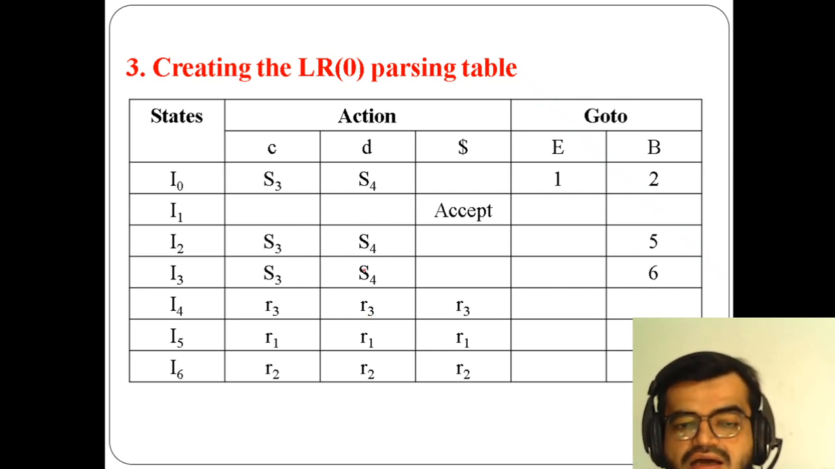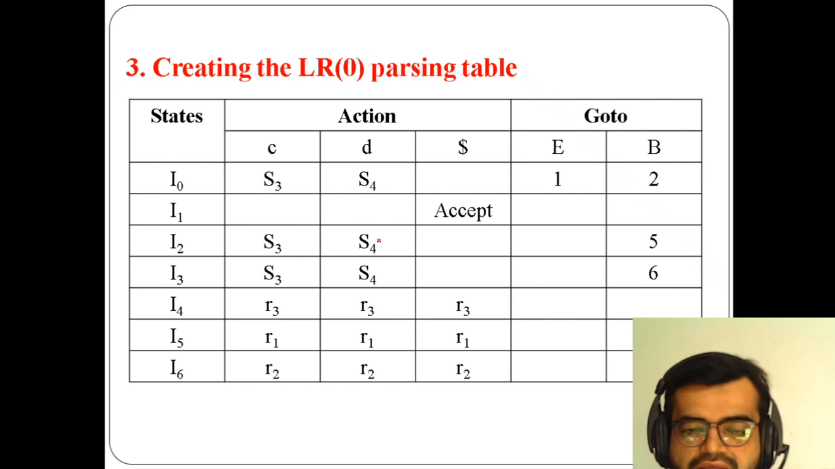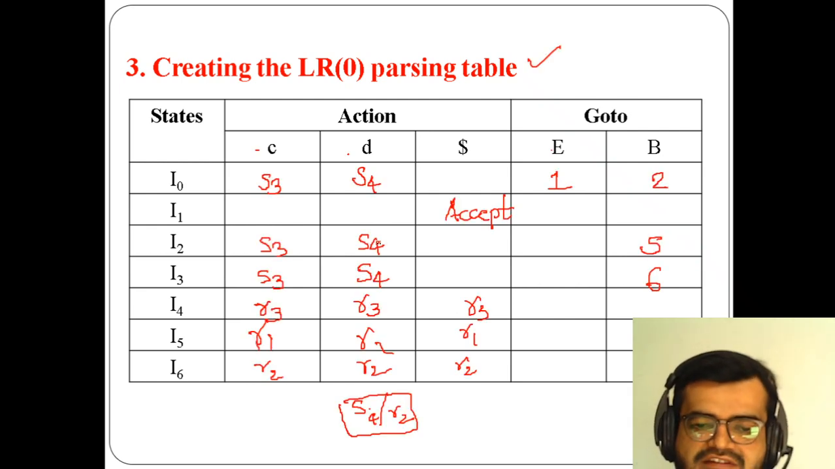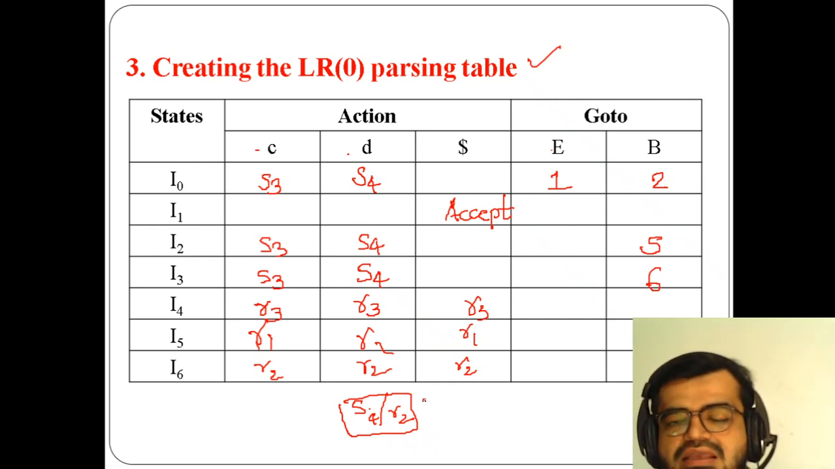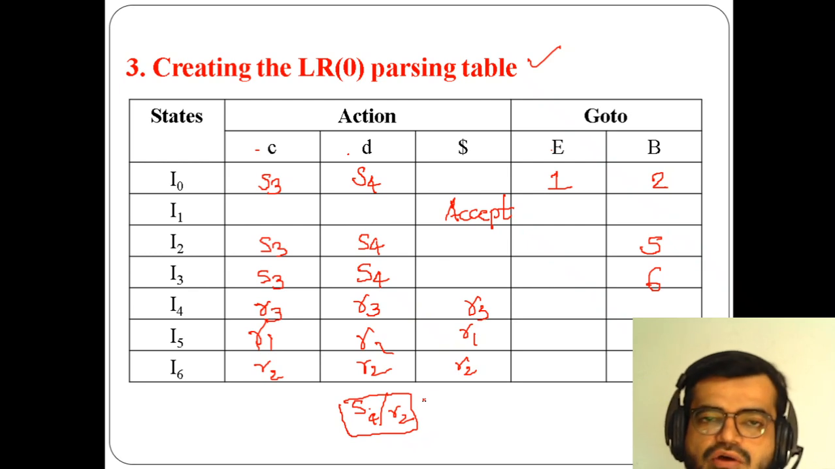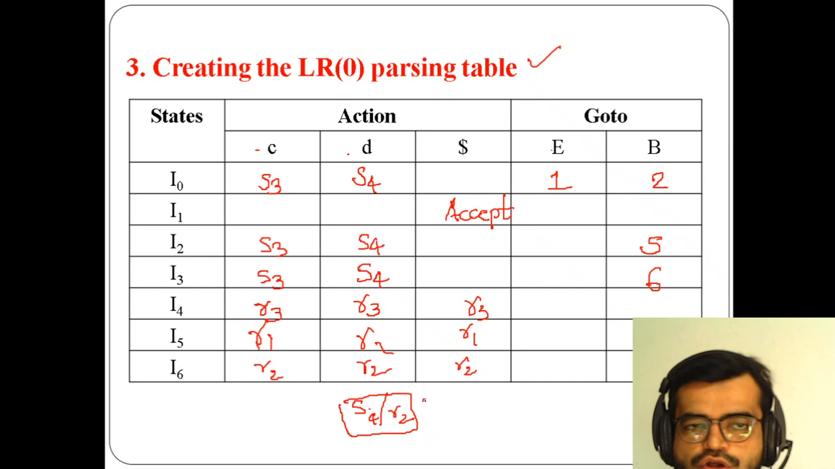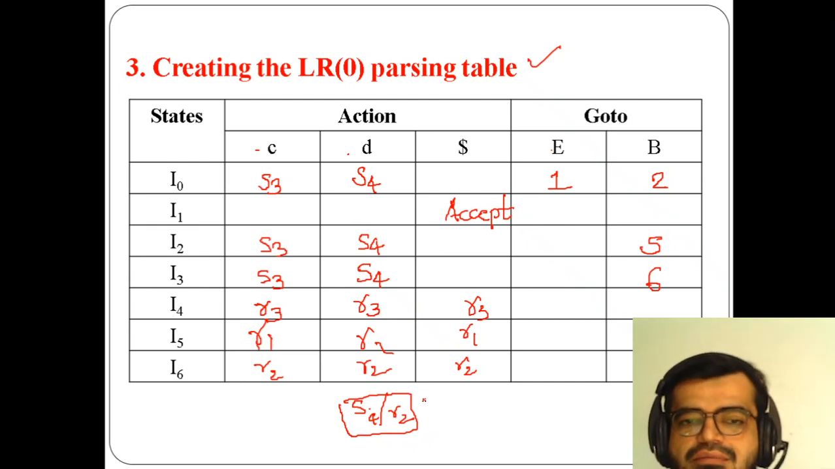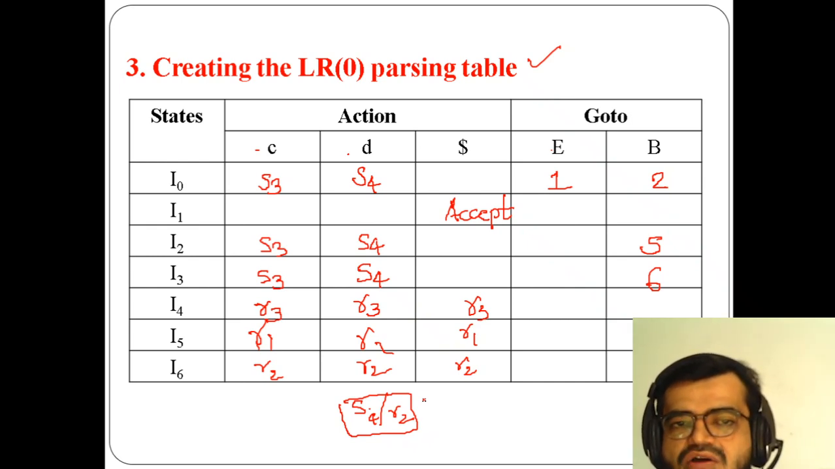If you have shift and reduce together, that's why there are two conflicts actually: a shift-reduce conflict or a reduce-reduce conflict. If any one of the conflicts comes, then the given grammar is not an LR(0) grammar. So this is regarding the LR(0) parsing table. By this, we came to know that the given grammar is LR(0) grammar.